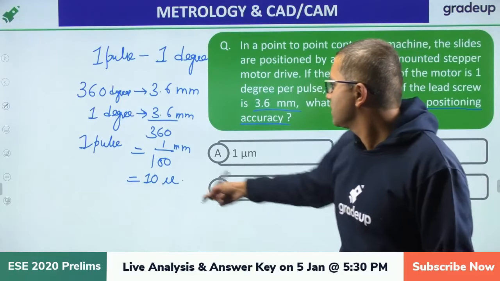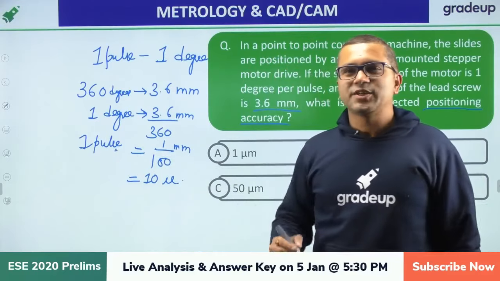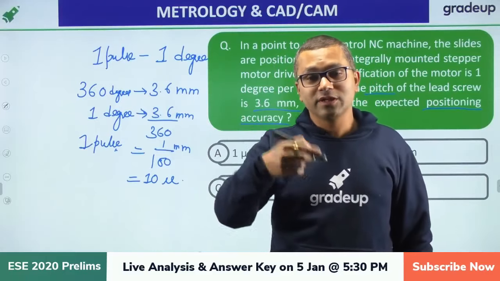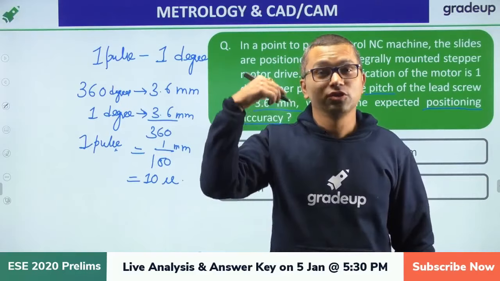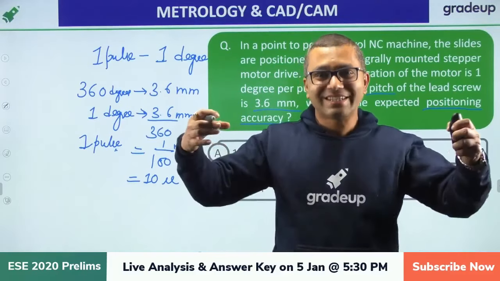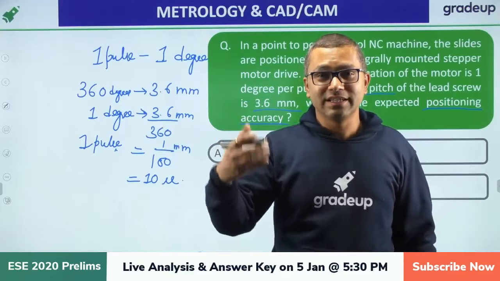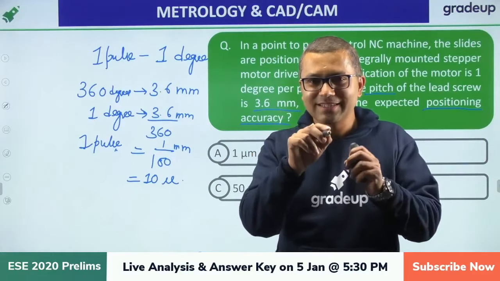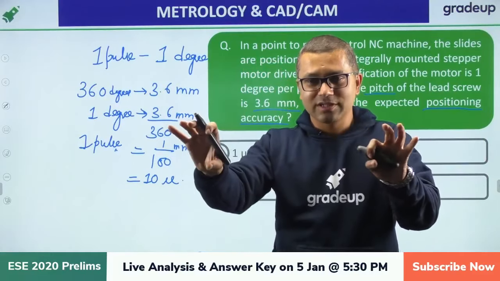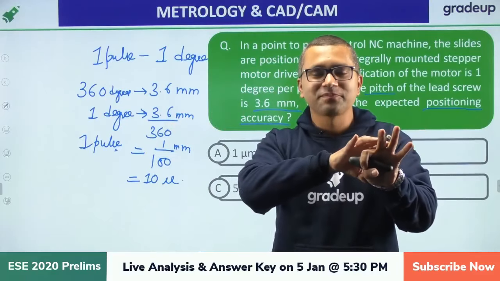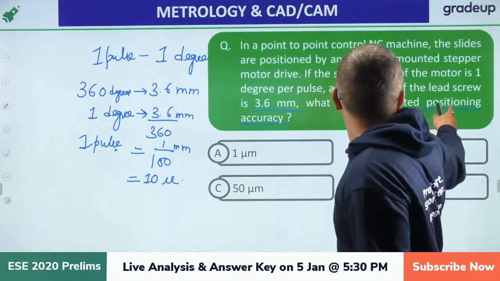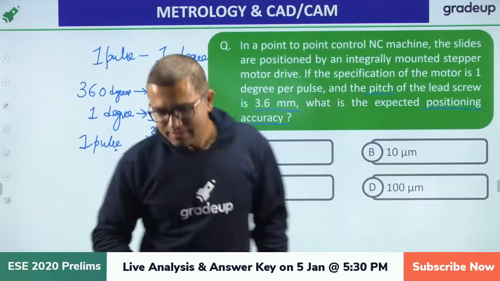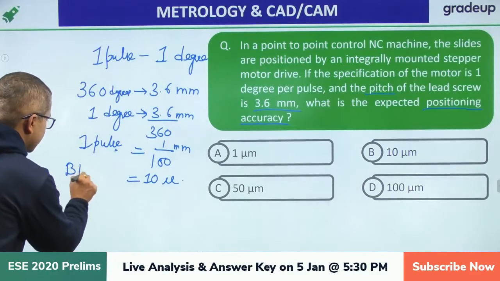This is called positioning accuracy. Sometimes accuracy and resolution are used interchangeably here. Alright, so I'm going to repeat it. Sorry, I messed it up. Sometimes, accuracy and resolution are used interchangeably. Okay, sometimes they might also say, okay, positioning resolution, how much is it? So you have to calculate the same. Okay, this is also called basic length unit.